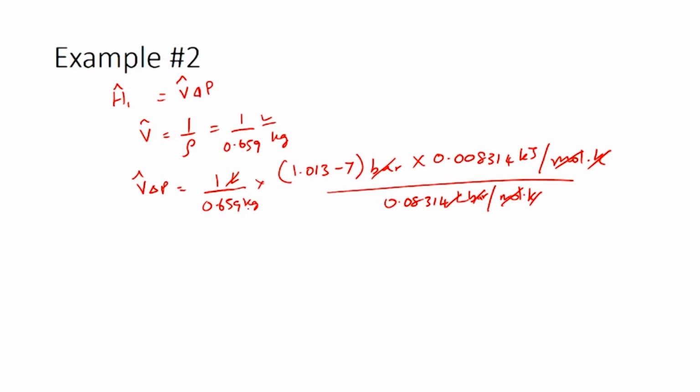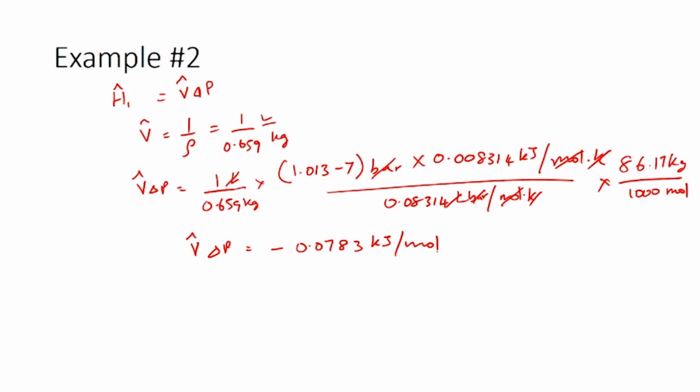As hexane flow rate has been given in terms of moles, it would be useful to convert this kilojoules per kilogram into kilojoules per mole. So, we can use the molecular weight, which is 86.17 kilograms per kilomole, which is 1000 moles. From here we would be able to get V cap delta P as minus 0.0783 kilojoules per mole. So, this is the first step.